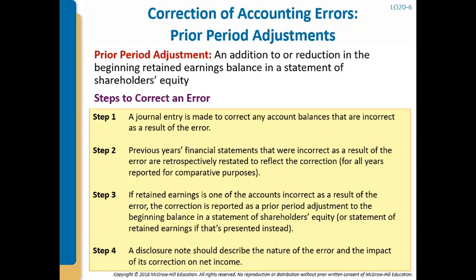Step three, if retained earnings is one of the accounts incorrect as a result of the error, which it often is, the correction is reported as a prior period adjustment to the beginning balance in a statement of shareholders' equity. And step four, a disclosure note should describe the nature of the error and the impact of its correction on net income. And probably you should do earnings per share as well.